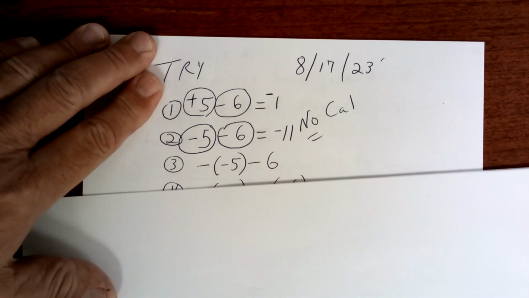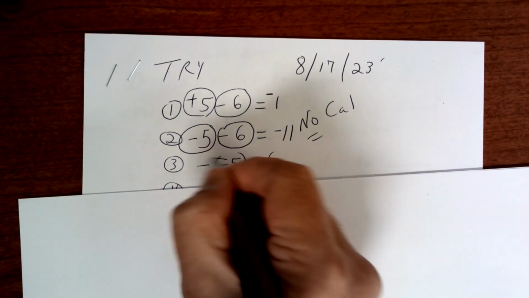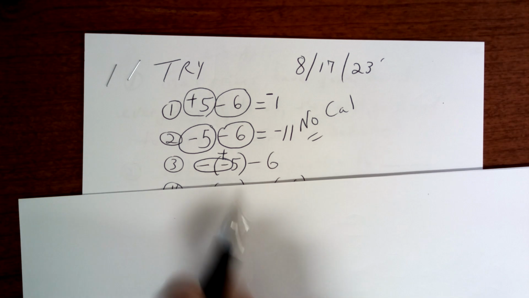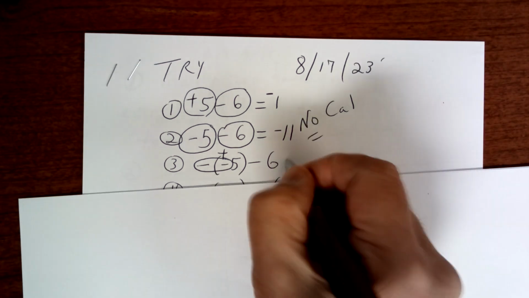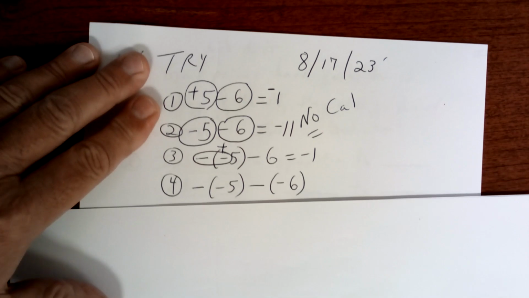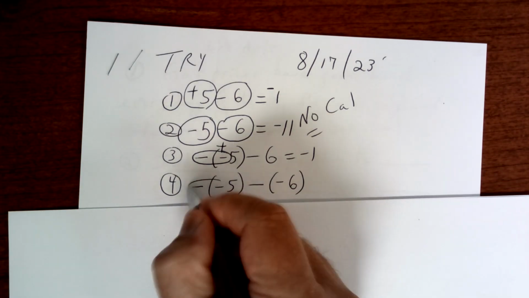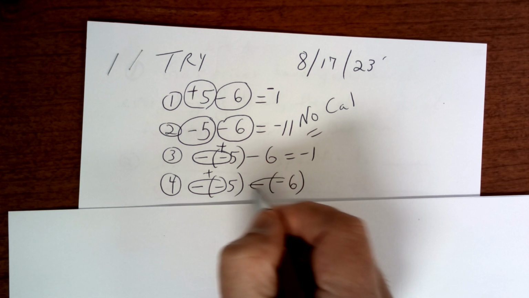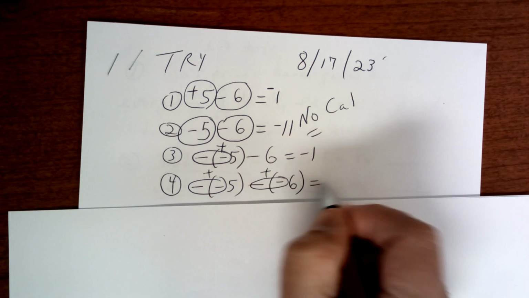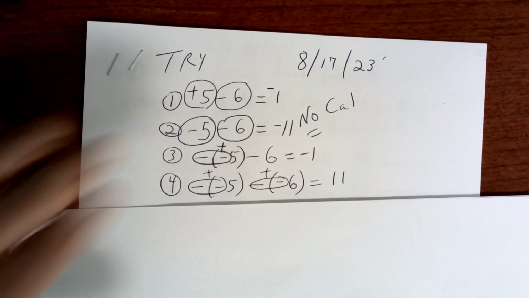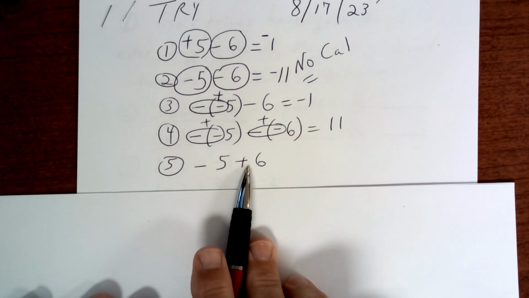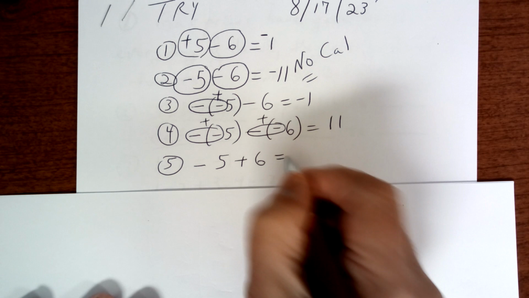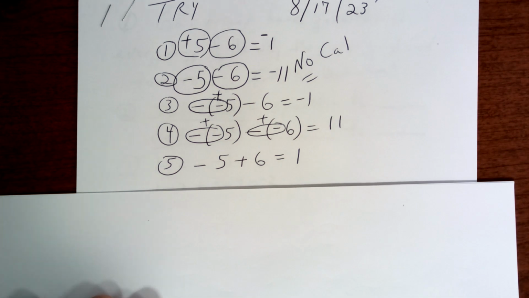This one right here, a negative times a negative becomes a plus. So here you have more minuses. This is just like number 1. This becomes a plus. Double negative becomes a plus. You add them up and you get 11. This one right here, you have more positives. How many more positives? You have 1 more. Or more pluses.